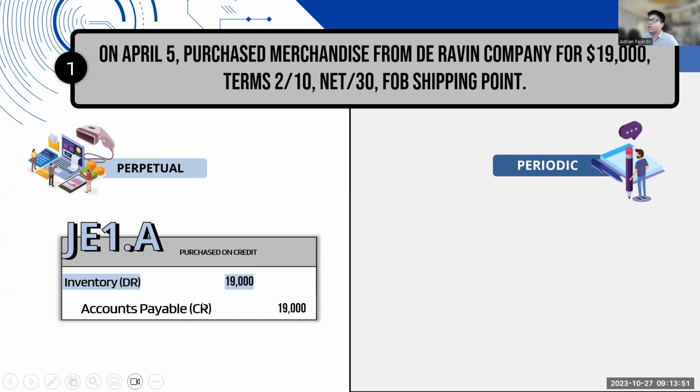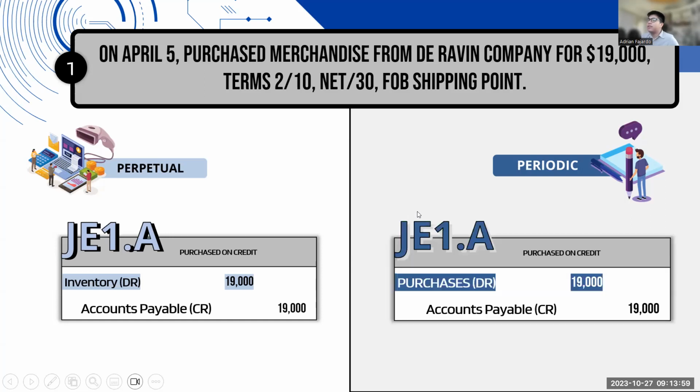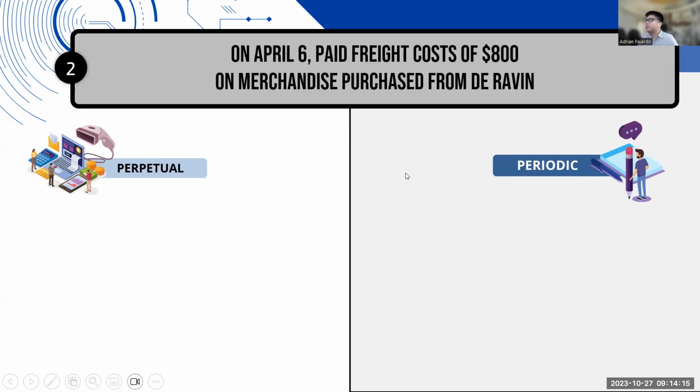So, debit inventory, credit accounts payable, 19,000. Tumaas yung inventory. Ano yung sa periodic? Honestly, same. Pero instead of saying inventory, debit purchase, credit accounts payable. So ito lang yung difference. Perpetual, periodic. Debit inventory, credit AP. Debit purchases, credit AP. Ang naiba lang is pangalan, pero technically it's the same journal entry.